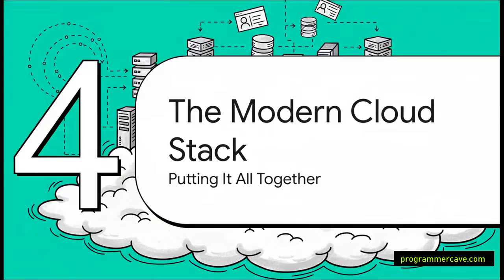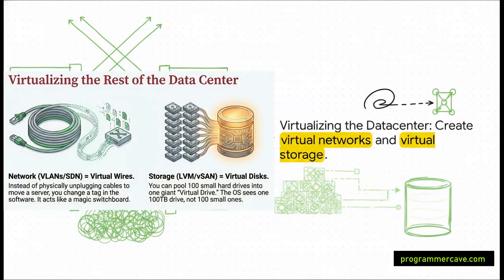Okay, so we've covered the core building blocks. Now, let's put all these pieces together and see how they actually form the foundation of the modern cloud that we all use every day. You see, virtualization isn't just about CPUs and memory. The exact same principle applies to the entire data center. Network virtualization gives us what you could call virtual wires, letting us reconfigure entire networks just using software. And storage virtualization gives us virtual disks, allowing us to pool hundreds of small physical drives into one giant, super resilient one.